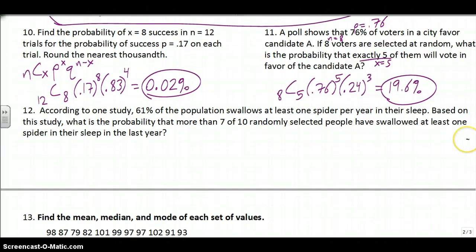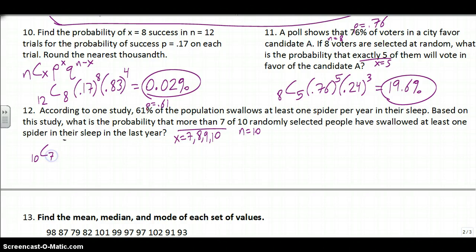I guess I'll do this last one really fast. 61% of the population swallows at least one spider per year. So that's P. Based on the study, what's probably more than 7 out of 10? So n is 10. Since it's asking for more than 7, x is 7, 8, 9, and 10. So you kind of have to do what we did here on numbers 10 and 11. You have to do it 4 times. You have to do it for 7, for 8, for 9, and for 10. So I'm going to get you set up here.